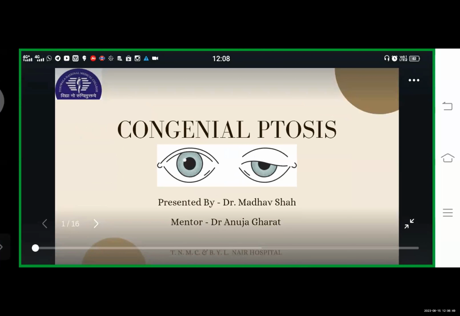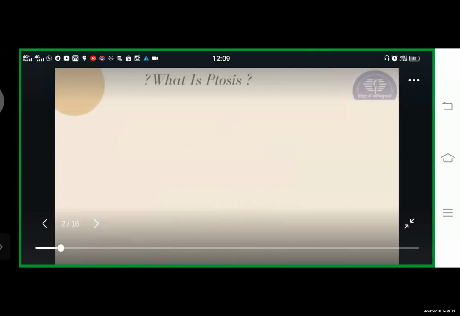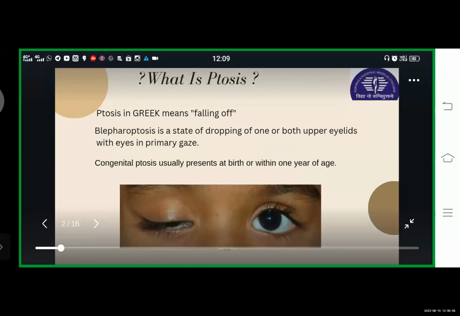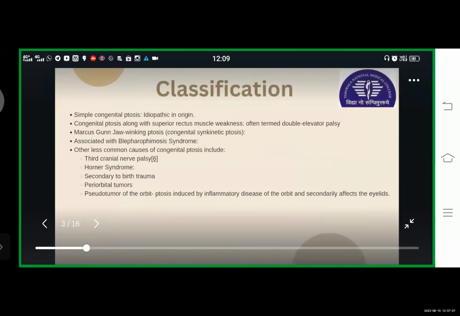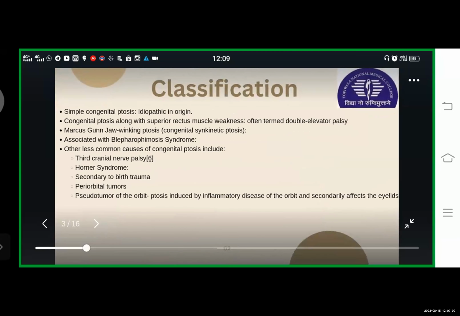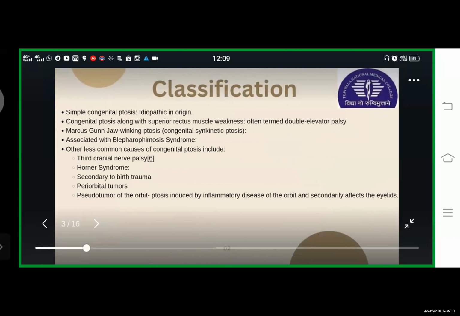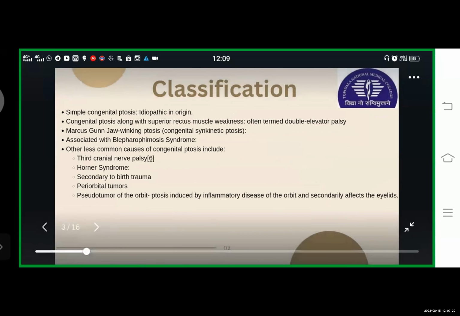Good morning, dear students. I am your teacher for today, Dr. Madhav, and I'll be explaining congenital ptosis. So, what is ptosis? Ptosis literally means falling off in Greek. Blepharoptosis is the state of drooping of one or both of the upper eyelids with the eye in the primary position. What are the different types of congenital ptosis? Congenital ptosis can be simple congenital ptosis, or it may be associated with other anomalies such as superior rectus muscle weakness, Marcus Gunn jaw-winking ptosis, blepharophimosis syndrome, and other less common causes.